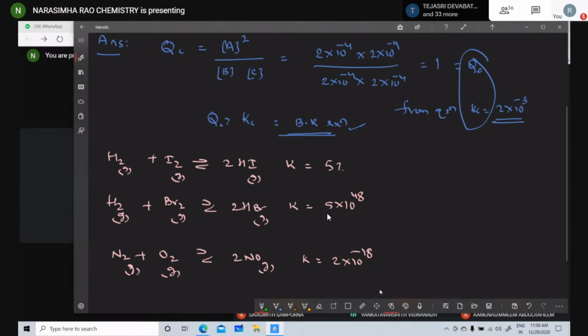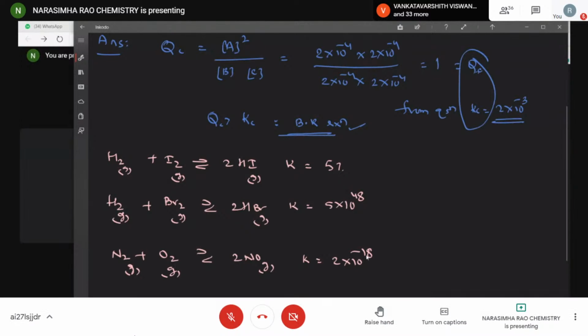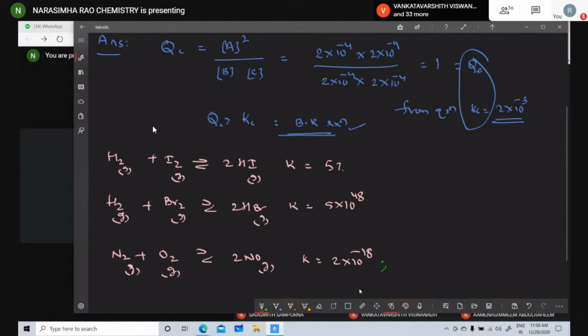The 10 power, just 48, sir, minus 48. This is 10 power 48. This is 10 power minus 18. With this Kc value, the reaction takes place very easily, sir. Yes. So 5 into 10 power 48.